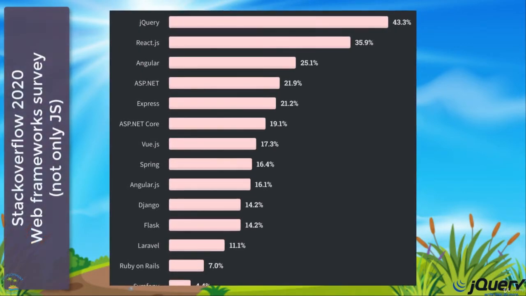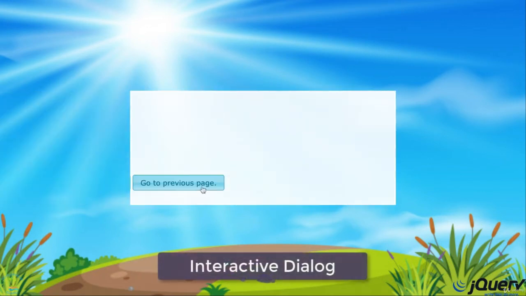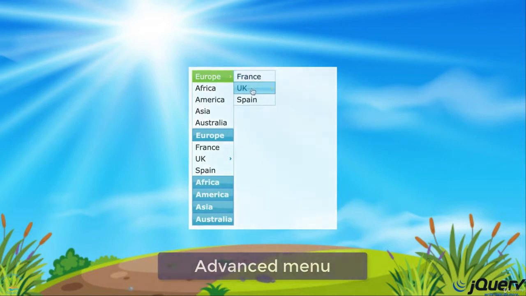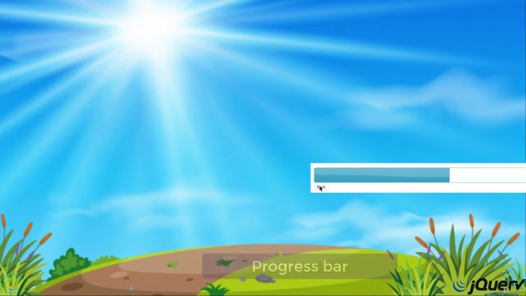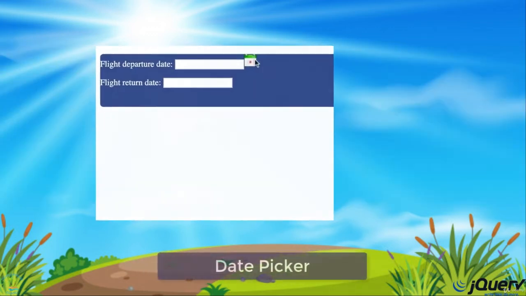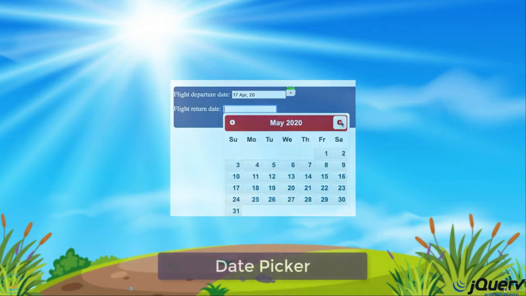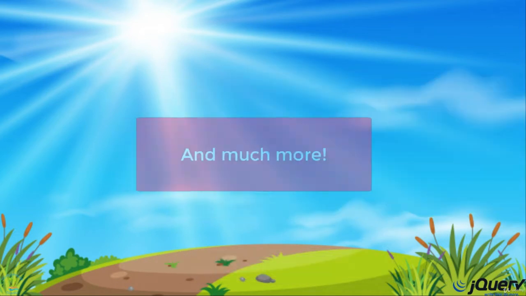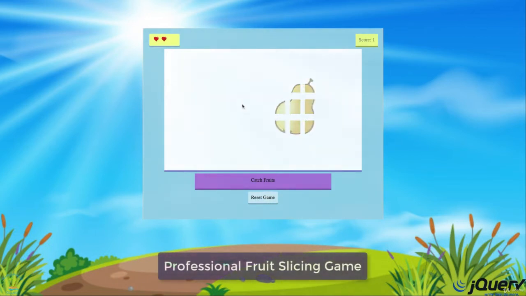So you're going to use jQuery features to build many examples, including an interactive dialog, an advanced menu, an animated progress bar, a feature allowing users to sort elements, a date picker similar to the one you find on flight booking websites, and much more. By the end of this chapter, you're going to build a professional fruit slicing game using the skills you would have learned.